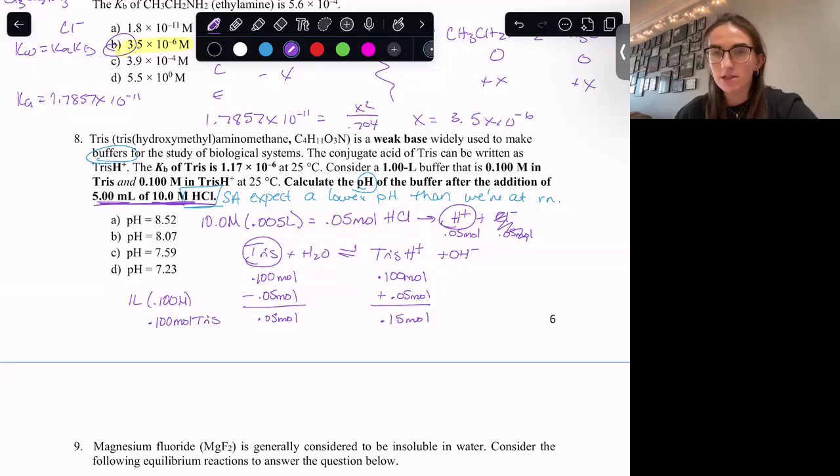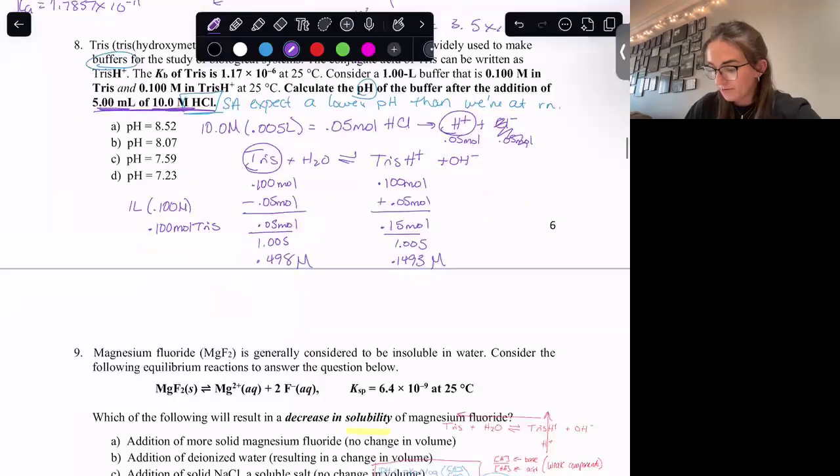for your buffer solutions. However, in this case, if we were to solve for the concentrations of our tris and tris H plus here, it would be the same, right? You're dividing by the same liters, so it would cancel out. But you technically want to put concentrations in the Henderson-Hasselbalch equation. So you should technically divide these by the total volume, which is 1.005. So you end up with 0.498 and 0.1493 molarity for both of these. So that's technically what you should be putting into your equation.